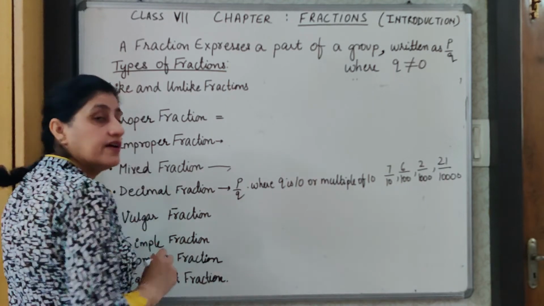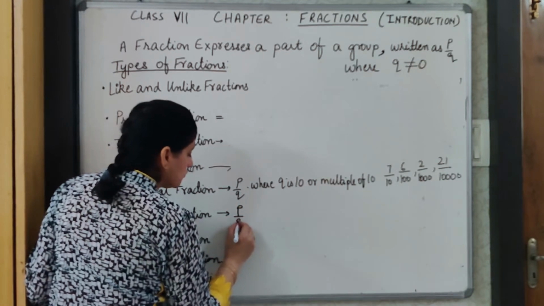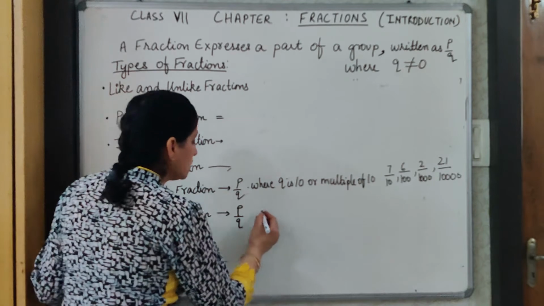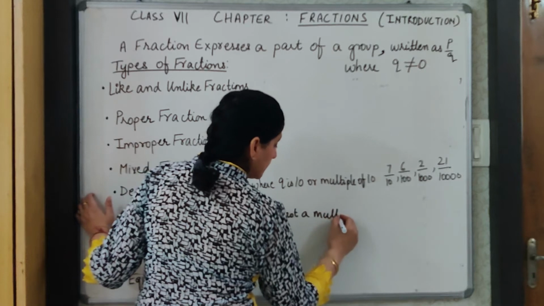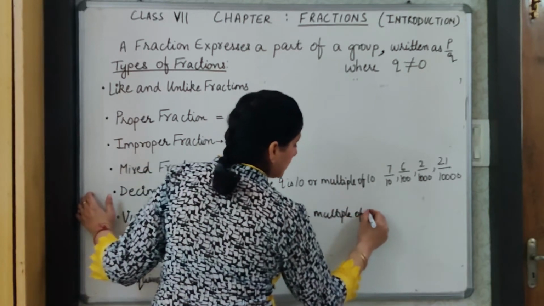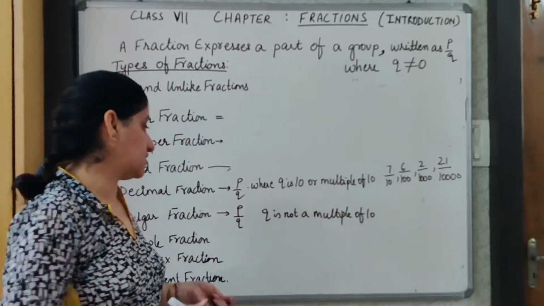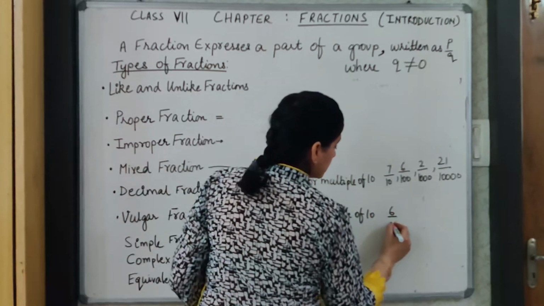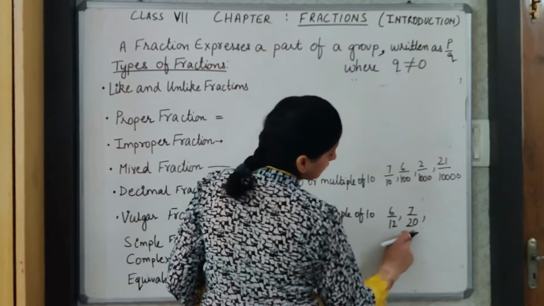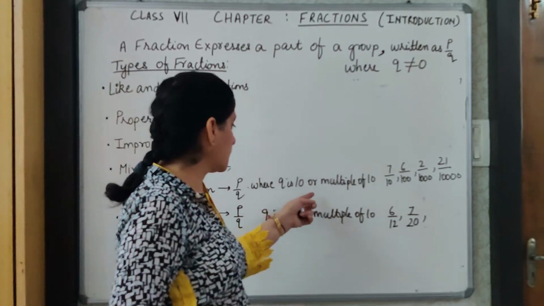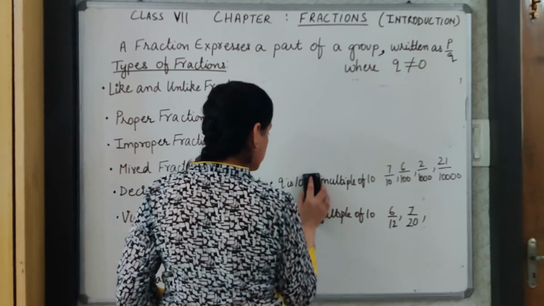Then next is the vulgar fraction. Now a vulgar fraction is also a fraction of the form of P upon Q, but here Q is not a multiple of 10. Or we can say all fractions besides the decimal fractions are vulgar fractions. For example, I have 6 upon 12, 7 upon 20. Now this 20, or 1 minute. So here let this go.